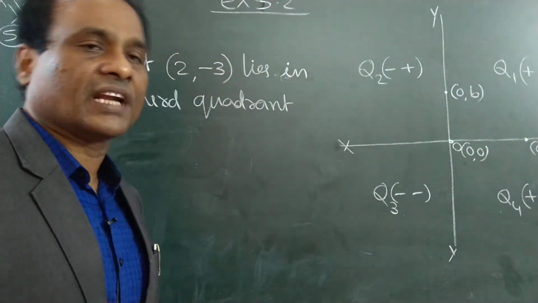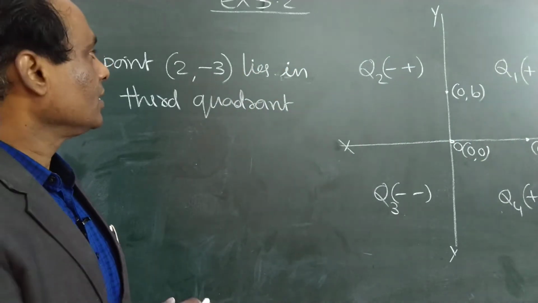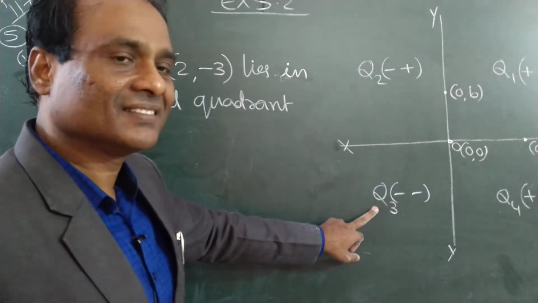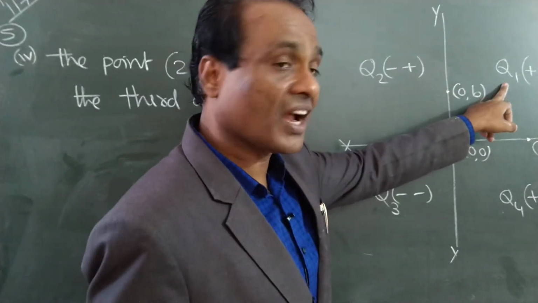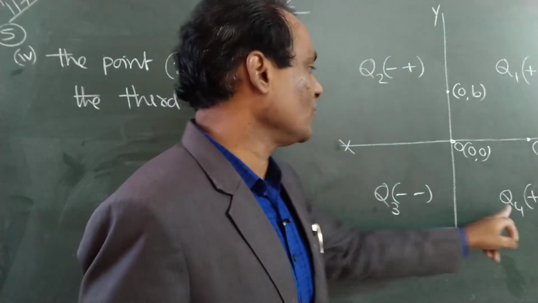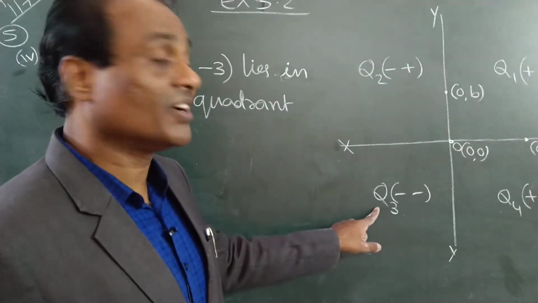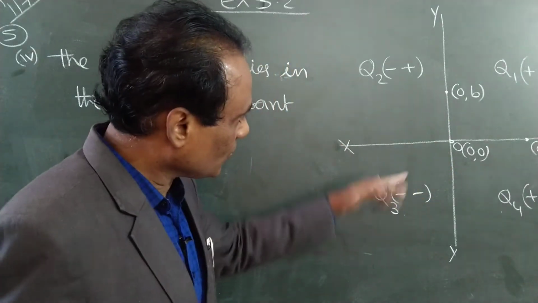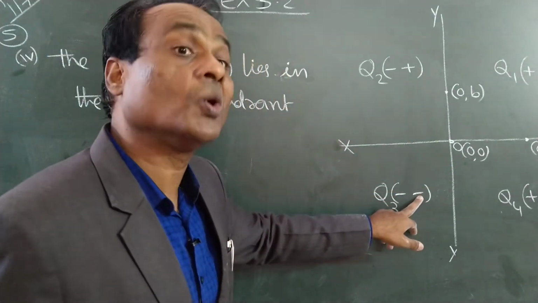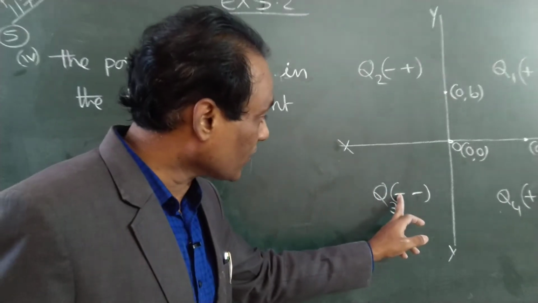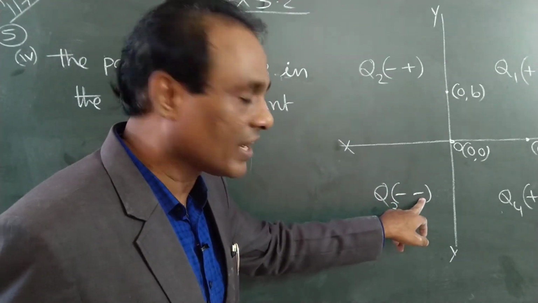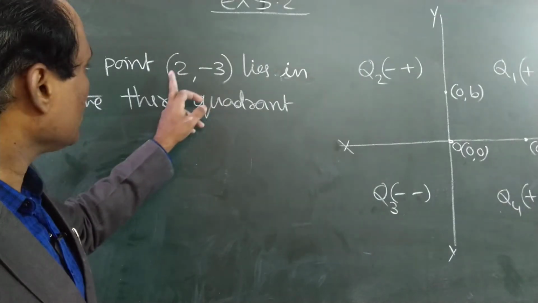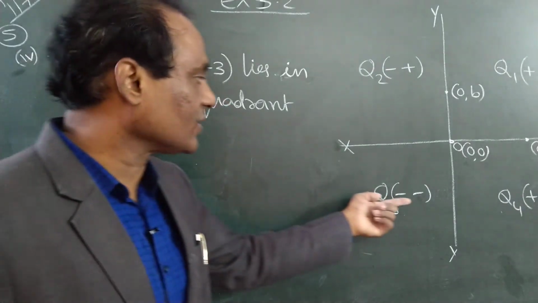See, once again look at this diagram. This is the third quadrant. The first quadrant starts from here: first, second, third, fourth. In the third quadrant, x is negative, y is also negative. First coordinate is negative, second coordinate is also negative. Both are negative, then only it is in the third quadrant.